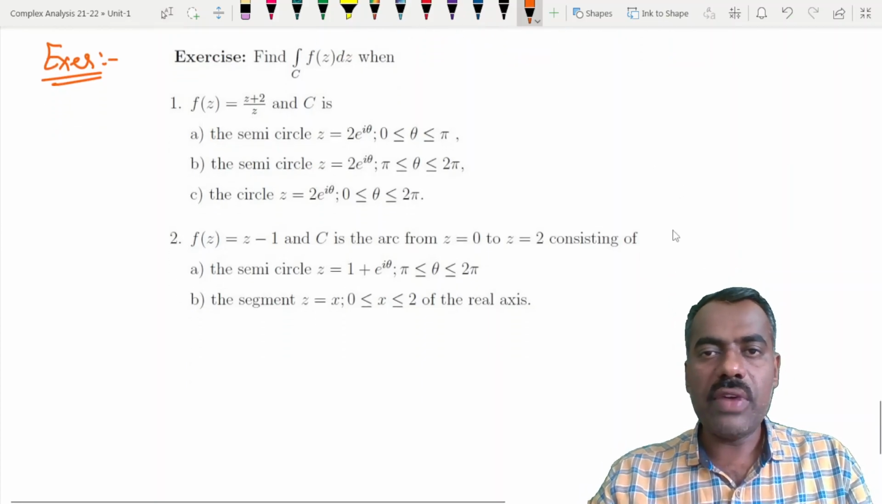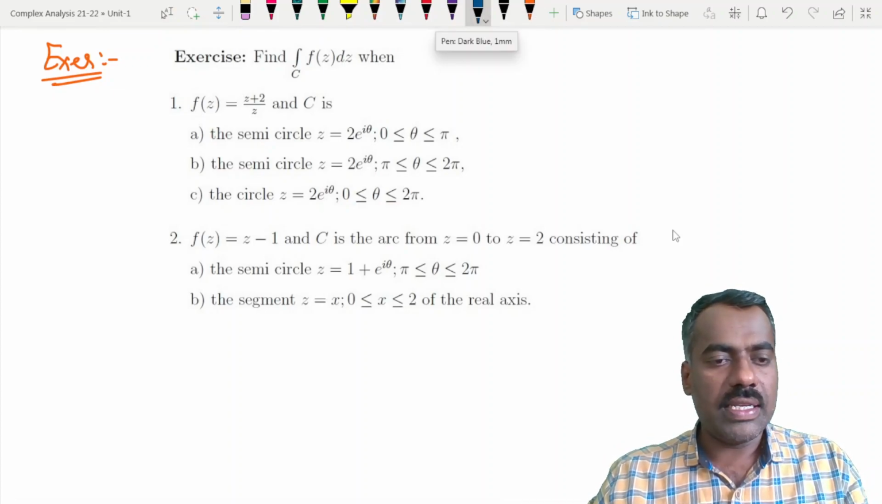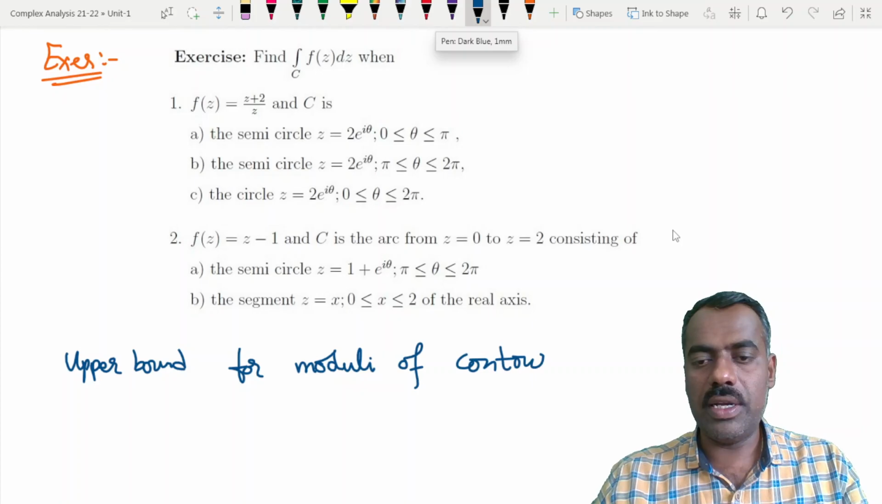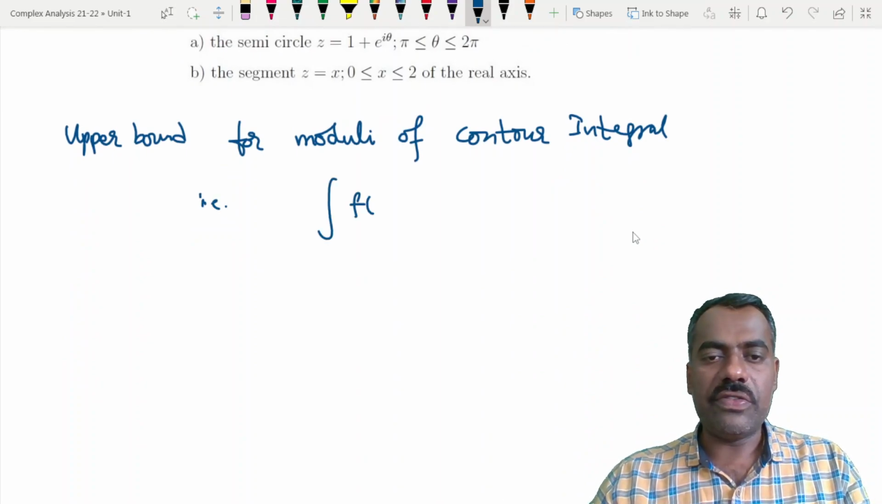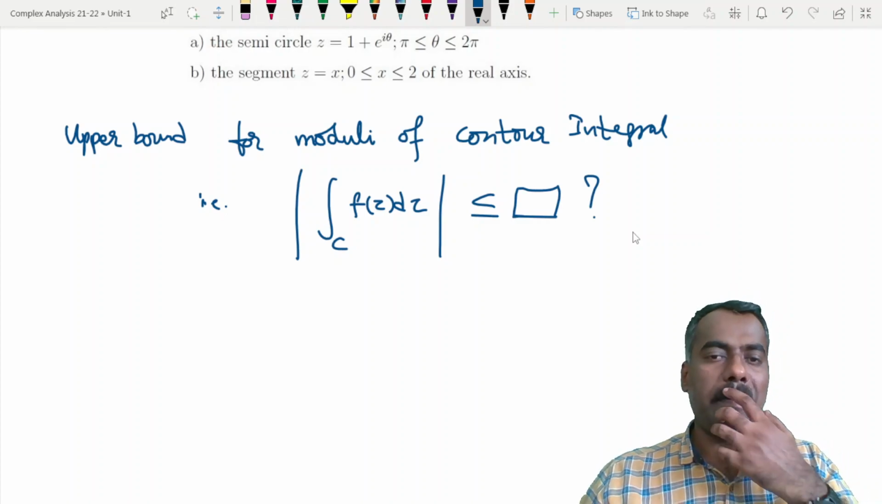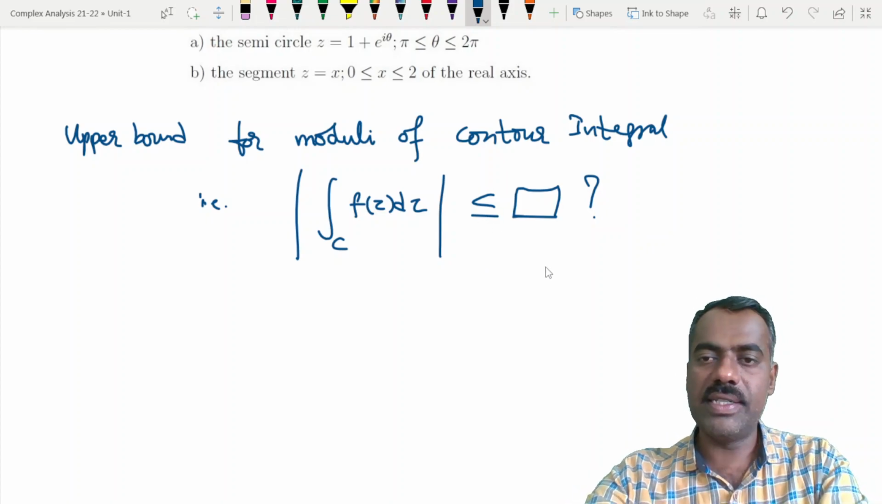Okay, fine. Now next what we will see here is about the upper bound. We can give an upper bound for moduli of contour integration. That means we will try to give something like, so what is the meaning of this? If we have integration of f of z dz over c, then what can you say about, can we give some value, so that you have a maximum value. This inequality is useful when we calculate further integrations later.